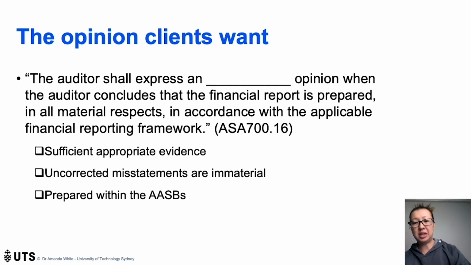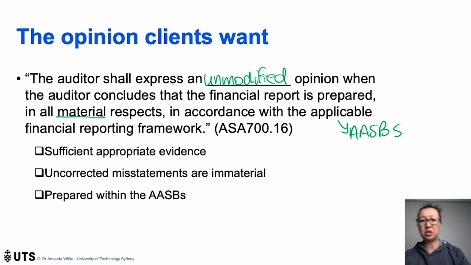So, I skipped a little bit ahead here, but we should have an unmodified opinion when the auditor concludes that the financial report is prepared in all material respects, again, in accordance with our applicable financial reporting framework, which is our AASB. So what we're saying here is sufficient appropriate evidence, tick. Any uncorrected misstatements are immaterial, correct, and prepared within the AASB's, correct. So if those things are correct, then we can give it a tick. We're giving an unmodified opinion.